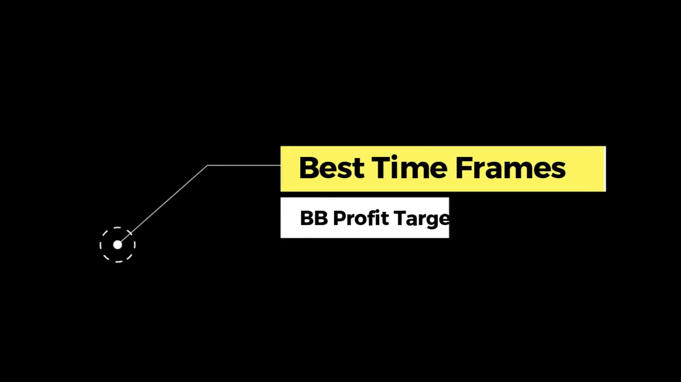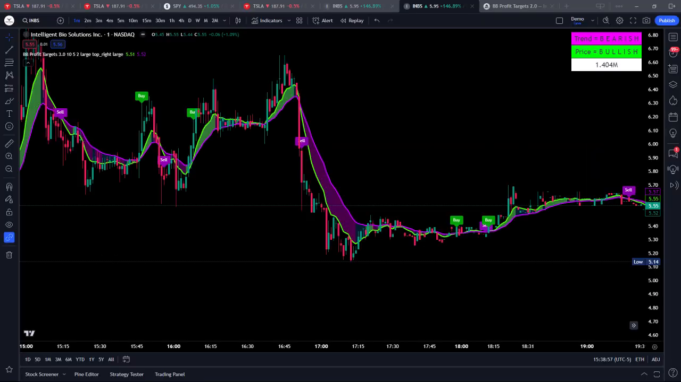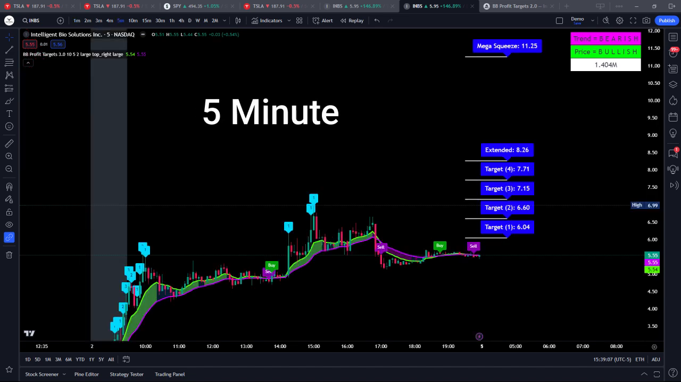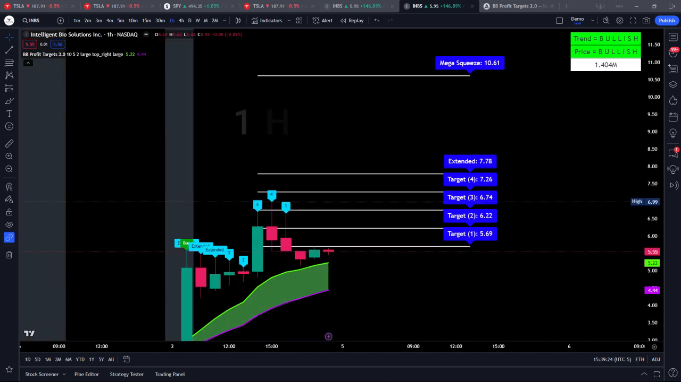What time frames are best for this indicator? This indicator works best with a 1 minute, 5 minute, 10 minute, and 1 hour chart time frame.